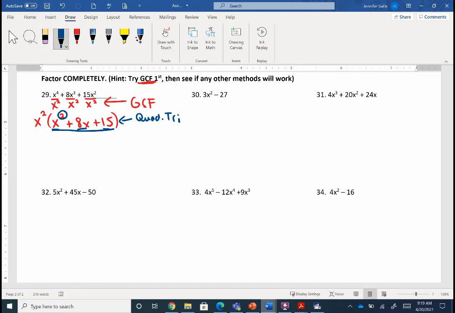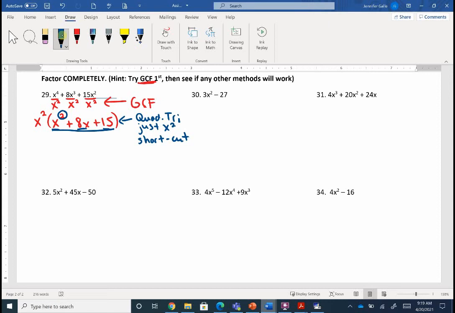And with this one, because it's just an x squared, we can use our shortcut. So the last part of your test is going to show me whether or not you actually know when to use each factoring technique. Not just that you know how to do it, but that you know when to do it too. So now we can do our shortcut.